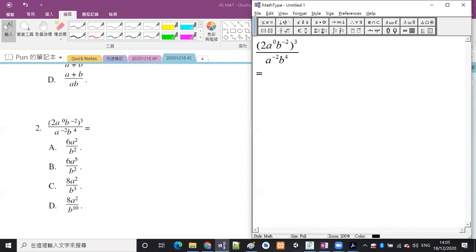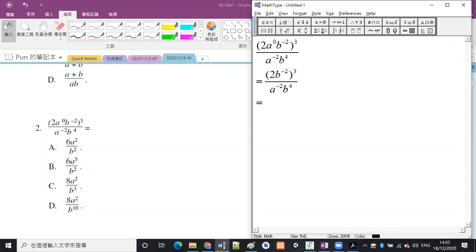The first thing I notice is the power 0. Everything to the power 0 is equal to 1, so I simplify this to be 1 first. 2 times 1 is just 2, and then b to the power -2, and then the bracket to the power 3, a -2, b 4. Every other thing should have no change.